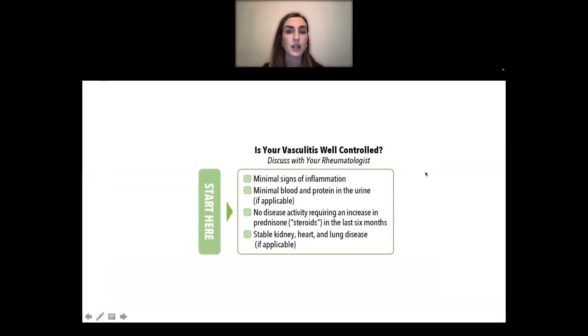The first step is understanding if your vasculitis is well controlled. Most women can have successful pregnancies if they plan to become pregnant when their disease is well controlled.